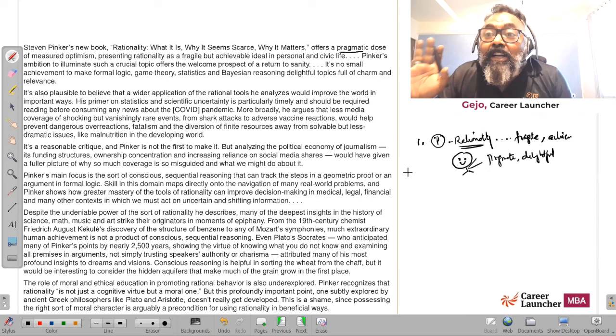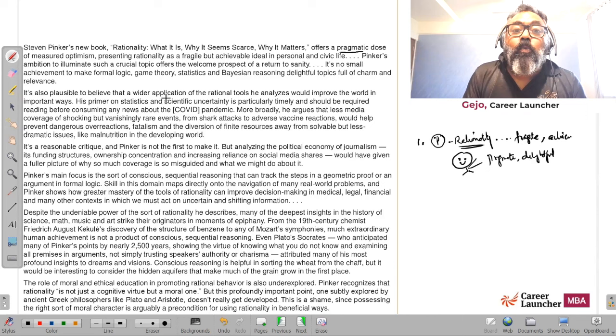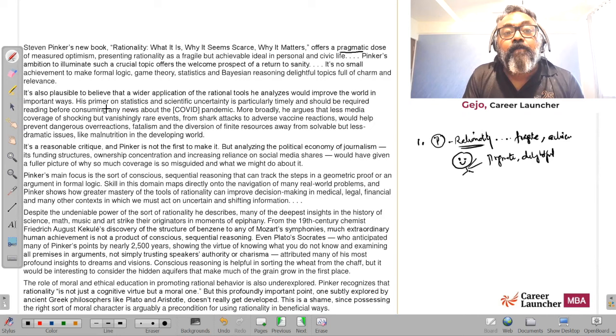It says, it is also plausible to believe that a wider application of the rational tools he analyzes would improve the world in important ways. His primer on statistics and scientific uncertainty is particularly timely and should be required reading before consuming any news about the COVID pandemic. More broadly, he argues that less media coverage of shocking but vanishingly rare events, from shark attacks to adverse vaccine reactions, would help prevent dangerous overreactions, fatalism, and the diversion of finite resources away from solvable but less dramatic issues like malnutrition in the developing world.